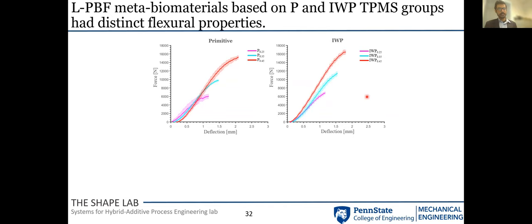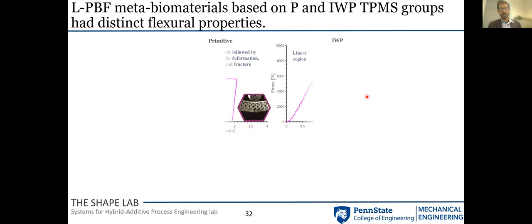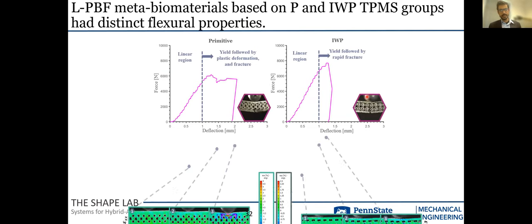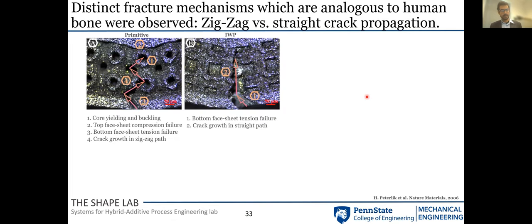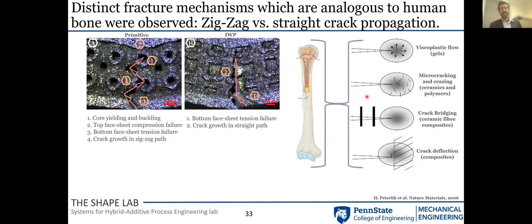We also found very distinct flexural property behavior, which is basically 3-point bending. And what is pretty interesting here, if you go to the next slide, is a very distinct fracture mechanism. This is very nice work by Peter Lake that was published almost 16 years ago, which showed that different parts of our natural bone fail differently, one in terms of viscoplastic behavior with micro cracking and crack deflection. And we found a very similar pattern, but very distinctively across two different TPMS profiles.